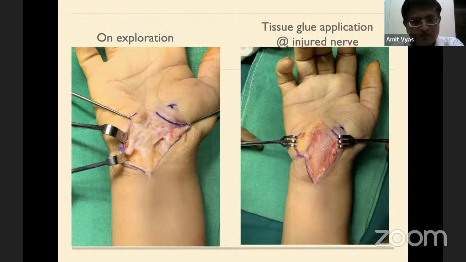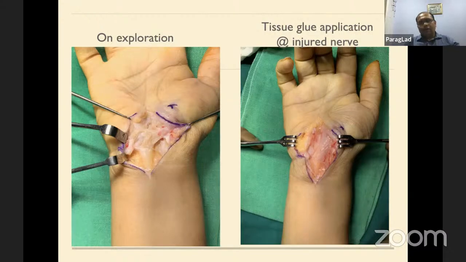But beyond this point up to mid palm, I would have had to go up to the distal palmar crease to identify intact, good digital nerves to graft this area. But my only concern was that while doing that, if I had damaged the recurrent motor branch, that would have caused more disability, in my opinion.